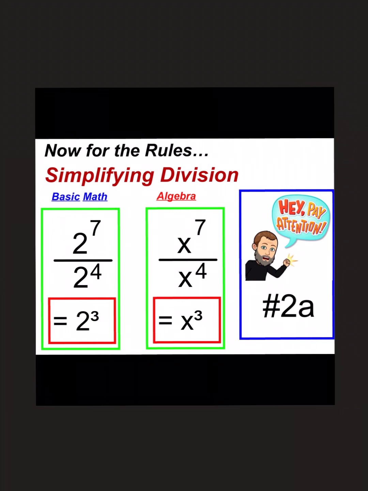Now, when you see division, what you're basically doing is you're taking the top exponent and you're subtracting it from the bottom exponent. So now 7 minus 4 is the reason why that answer is 2 to the 3 power. Again, like we did in multiplication, notice the base values were both 2. They have to be the same for this rule to work.